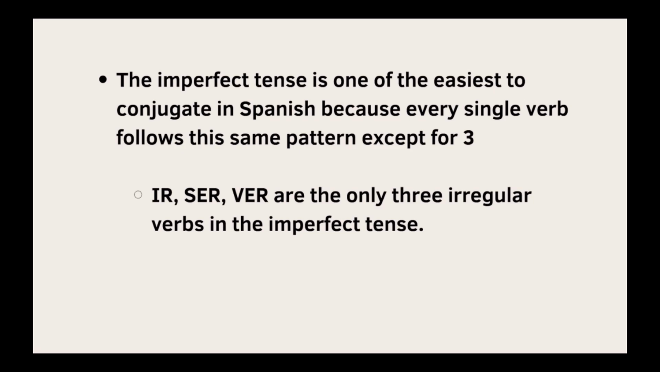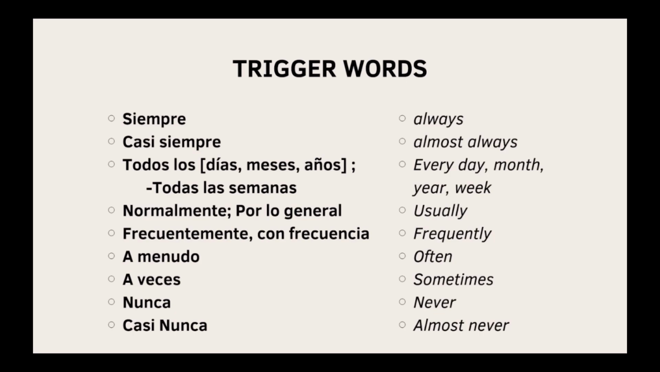The imperfect tense is one of the easiest to conjugate in Spanish because every single verb follows the same pattern. There are only 3 irregular verbs. Of course, they're going to be some of the most common. Ir, ser, and ver. These are irregular in the imperfect tense, so we're not going to go into how to conjugate those 3 verbs in this video, but I just wanted you to know that there are only 3 irregular verbs in the imperfect tense. This is great news.